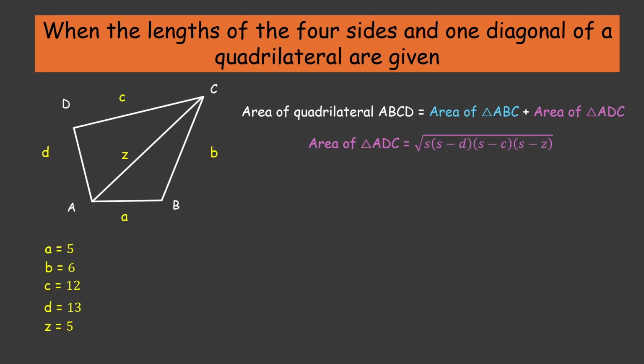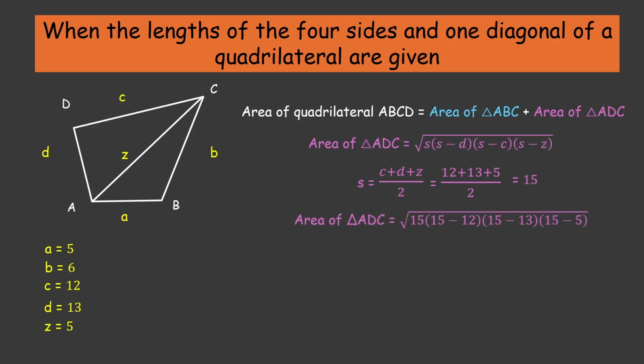Now let us find the area of triangle ADC. Here, first of all, let us find the semi-perimeter. This is equal to 12 plus 13 plus 5 divided by 2, which is 30 divided by 2, that is 15. Now, the area of triangle ADC is the square root of 15 into 3 into 2 into 10. 15 into 6 is 90, 90 into 10 is 900. Square root of 900, which is 30.